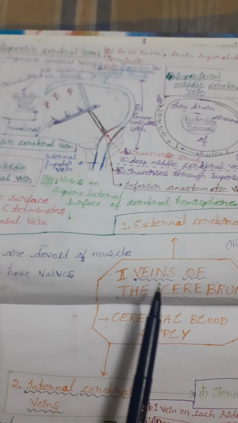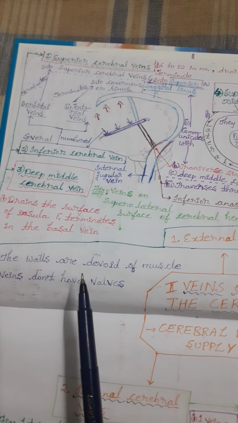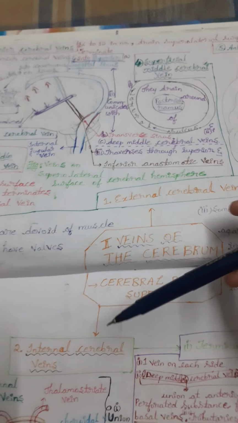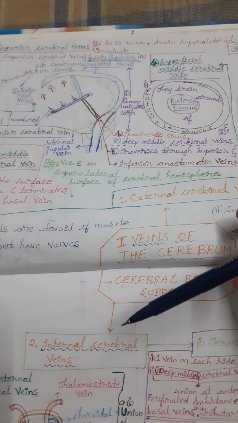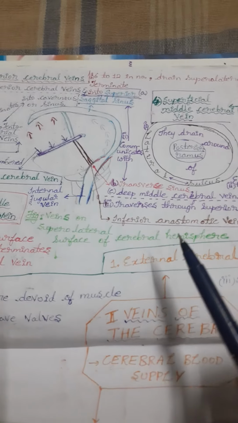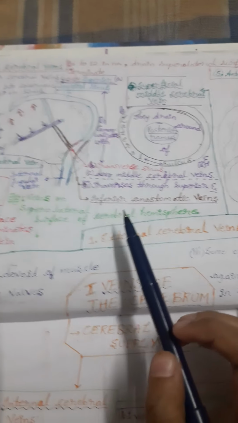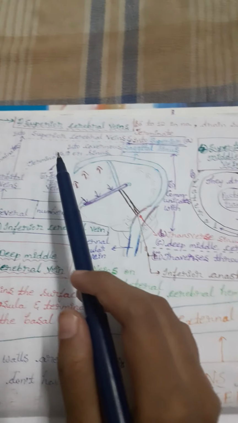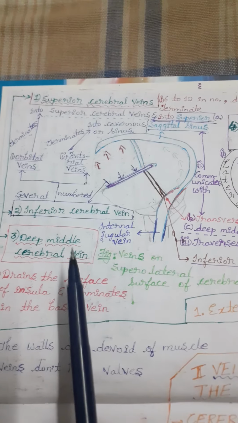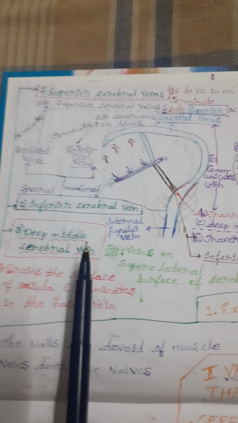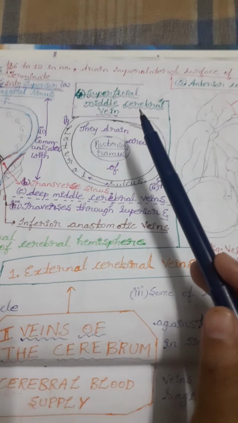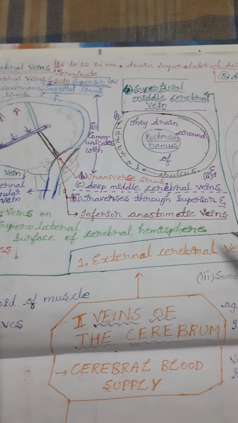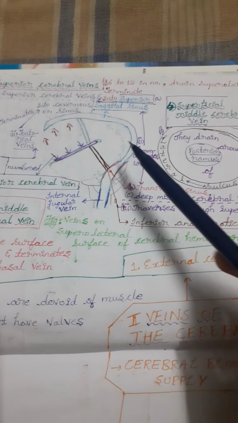So here I wrote about veins in ballpoint pen color, which is blue. Veins comprise external cerebral veins and internal cerebral veins, which are orange in color here. External cerebral veins are of 5 types that are branched in dark green color here. They are superior cerebral veins, inferior cerebral veins, deep middle cerebral veins, superficial middle cerebral veins, anterior cerebral veins. Now I am going to explain the external cerebral veins using this figure.